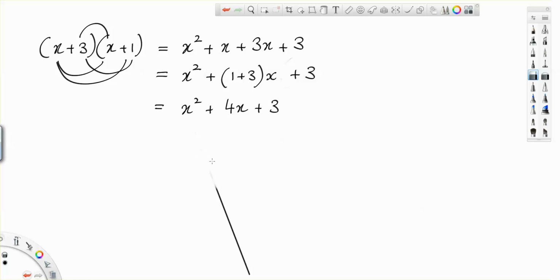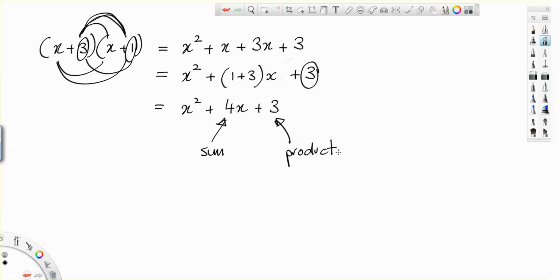Now, why did I write that as 1 plus 3? The reason is that you can see that the number in front of the x term, what is that number? Well, that is the sum of the 3 and the 1. The 3 here, well, that's the product of the 3 and the 1. And so when we're factorizing these things, we're really looking for two numbers. We're after a number here that's a sum, and we're after a number here that's a product.